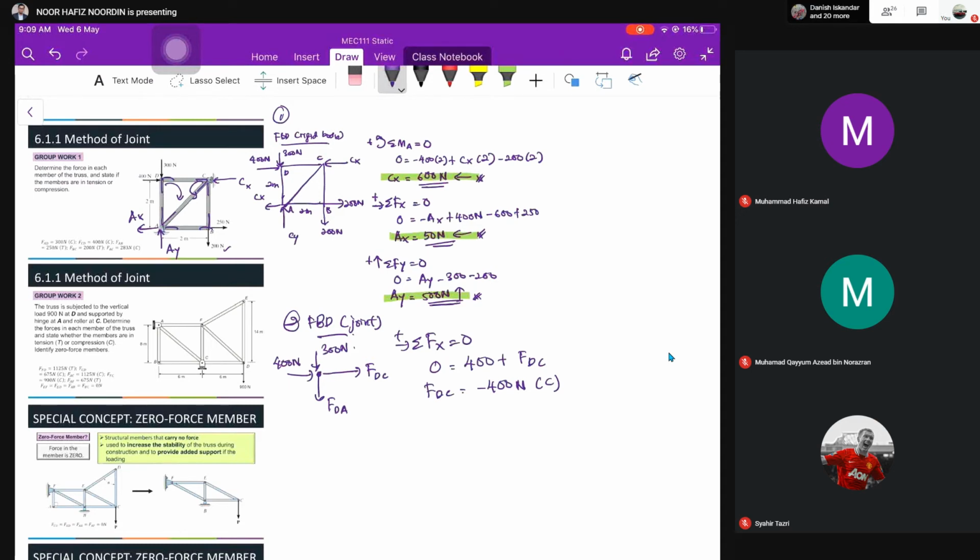Betul tak jawapan dia? Okay, betul. FCD, FDC sama lah. Ini jawapan dia. Faham tak sekarang ni? Faham.